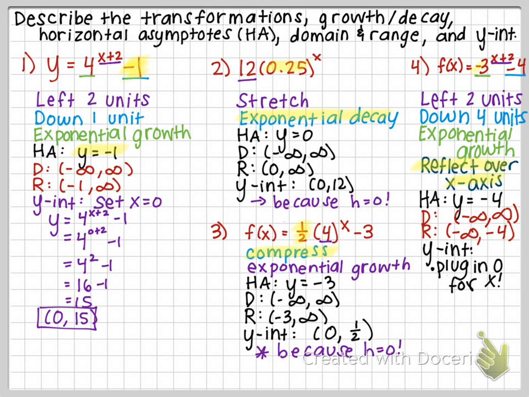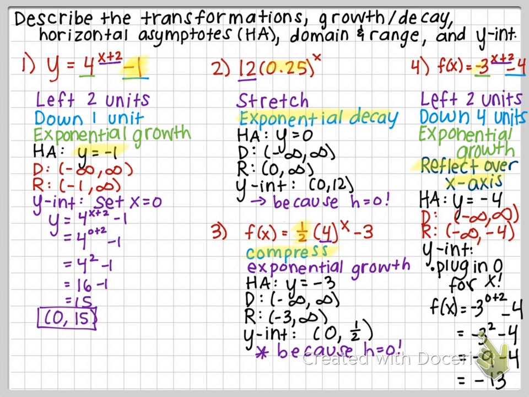Y-intercept, you have to plug in 0 for x because we have an h term this time, just like over here, x minus h term. So we plug in 0 for x. So we have -3 to the 0 plus 2. And then 3 squared is 9, and it's -9. Minus 4 is -13.